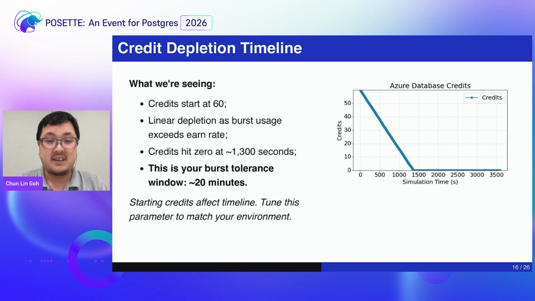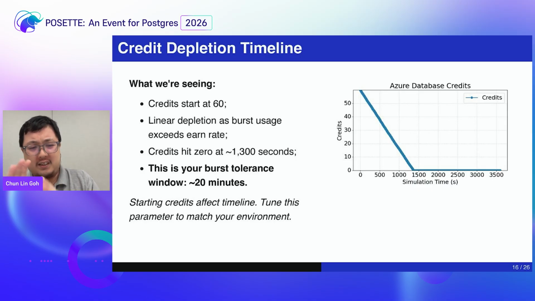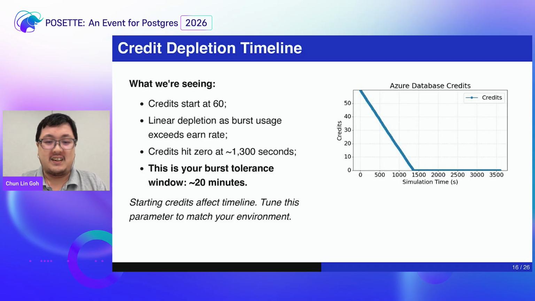So the result is this. As you can see on the graph here, the credit starts at 60. If you still remember the table just now, B2MS starts at 60. Then it has a linear depletion as the burst usage exceeds the earn rate in our demo here. As you can see, after about 20 minutes, the credit will hit 0, and then it will stay at 0 forever because it can't recover. So from this graph alone, you will see your setup actually has this death spiral issue. You can easily find out through simulation before you even set anything up on Azure.